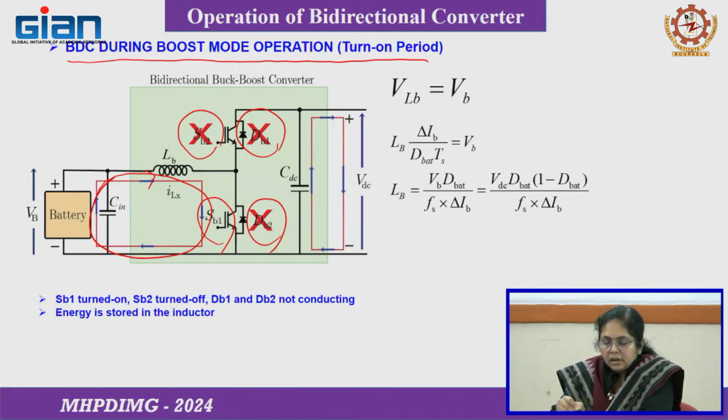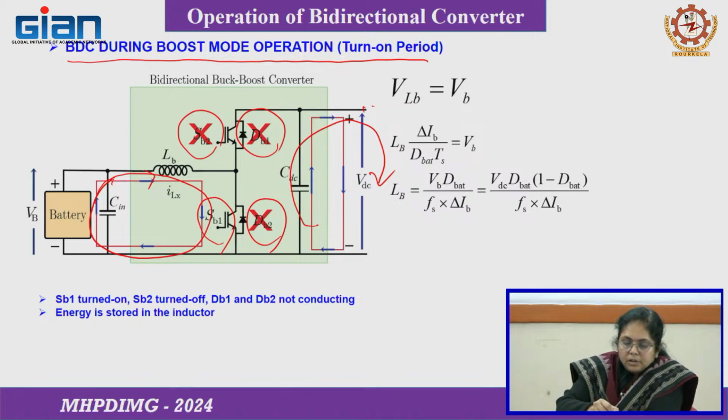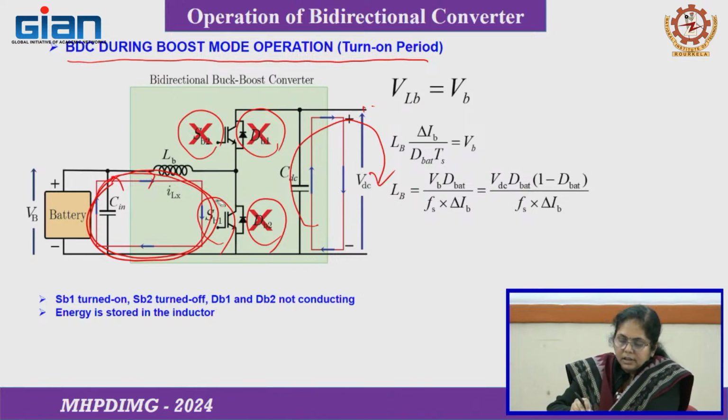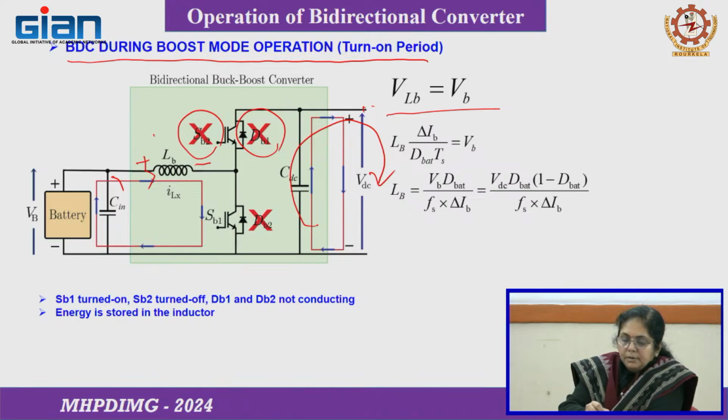Here VDC is connected to the load. At that time this capacitor discharges to supply the load. So the inductor stores energy when the switch SB1 is on. In this case, to calculate the filter inductor, we will use the volt-second balance technique. By using it, you can see the voltage across the inductor, let it be VLB.